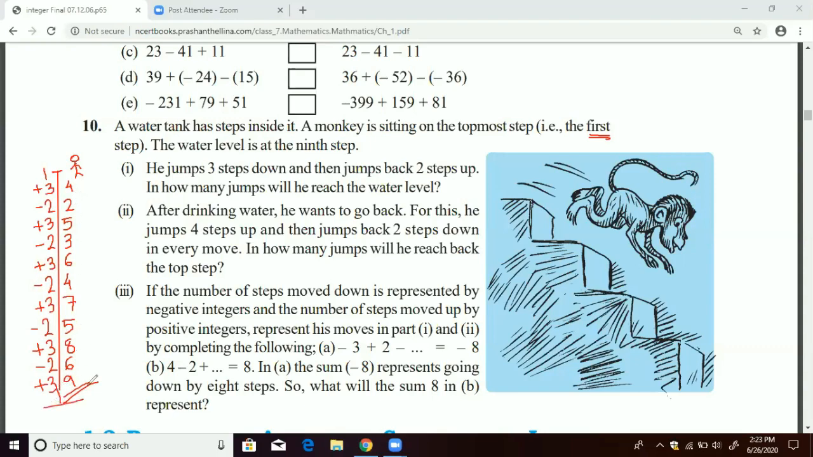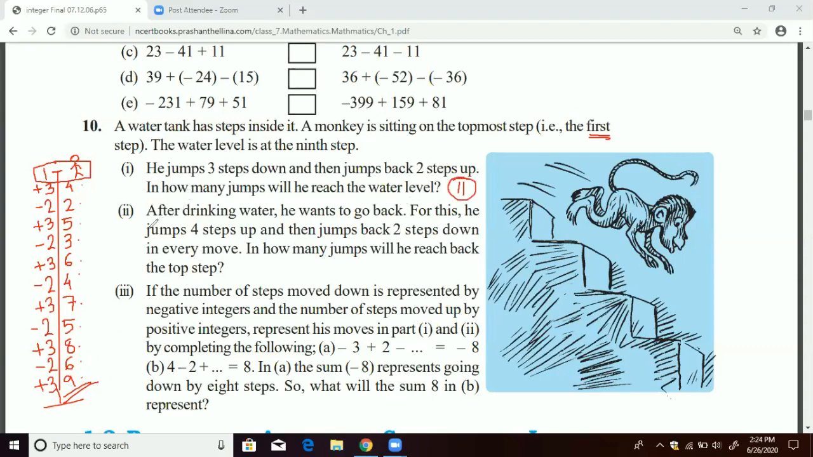So these are the step numbers, and this is what happens while he is jumping. Each one is his jump. This is the first step where he is sitting at present. Okay, so we can count how many times he jumped. 1, 2, 3, 4, 5, 6, 7, 8, 9, 10, 11. He jumps 11 times to reach the water level. 11 is the answer. 11 times he has to jump to arrive at the water level.